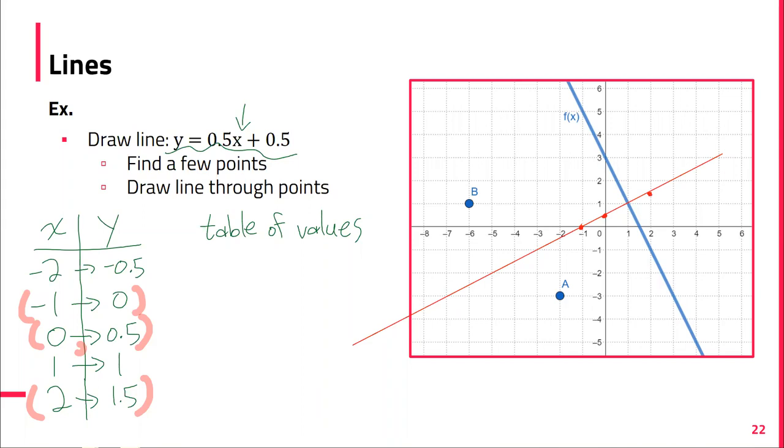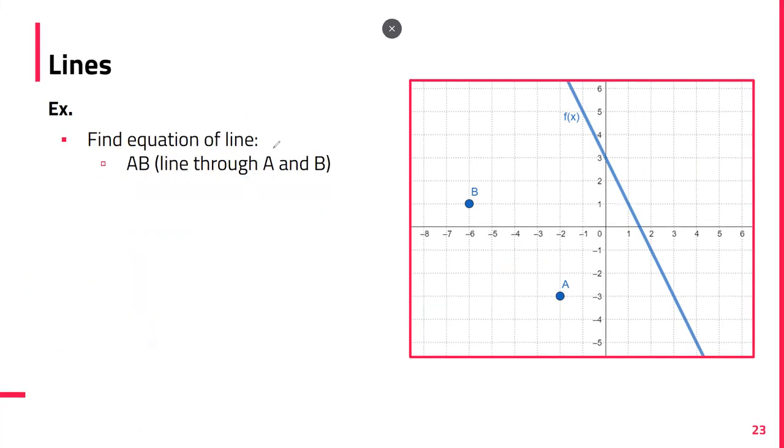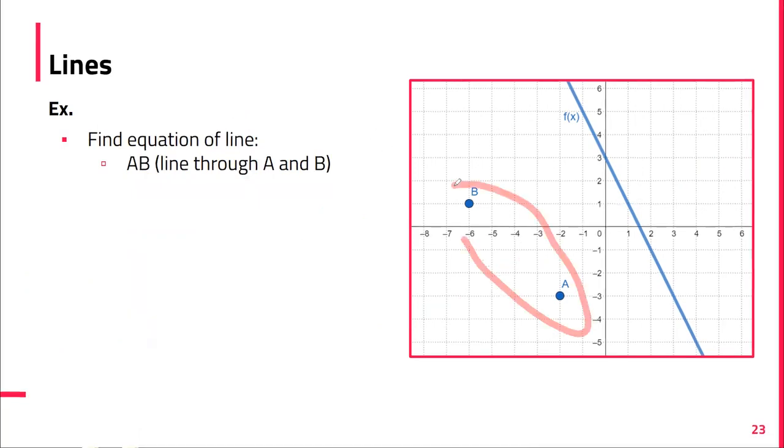All right, let's do another one here. Let's say we found the distance between A and B, but instead we want to find the equation of the line that's going through A and B here.